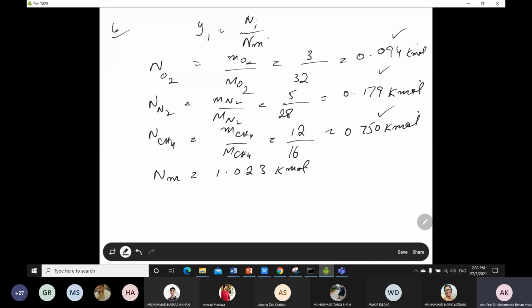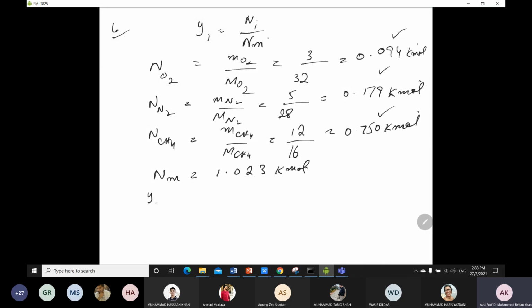Our main target is to find the mole fractions. For the mole fraction of an individual component, which is O2, you simply have to divide the number of moles of O2 over the number of moles of the mixture. So the number of moles of O2 is 0.094 and the number of moles of the mixture is 1.023.